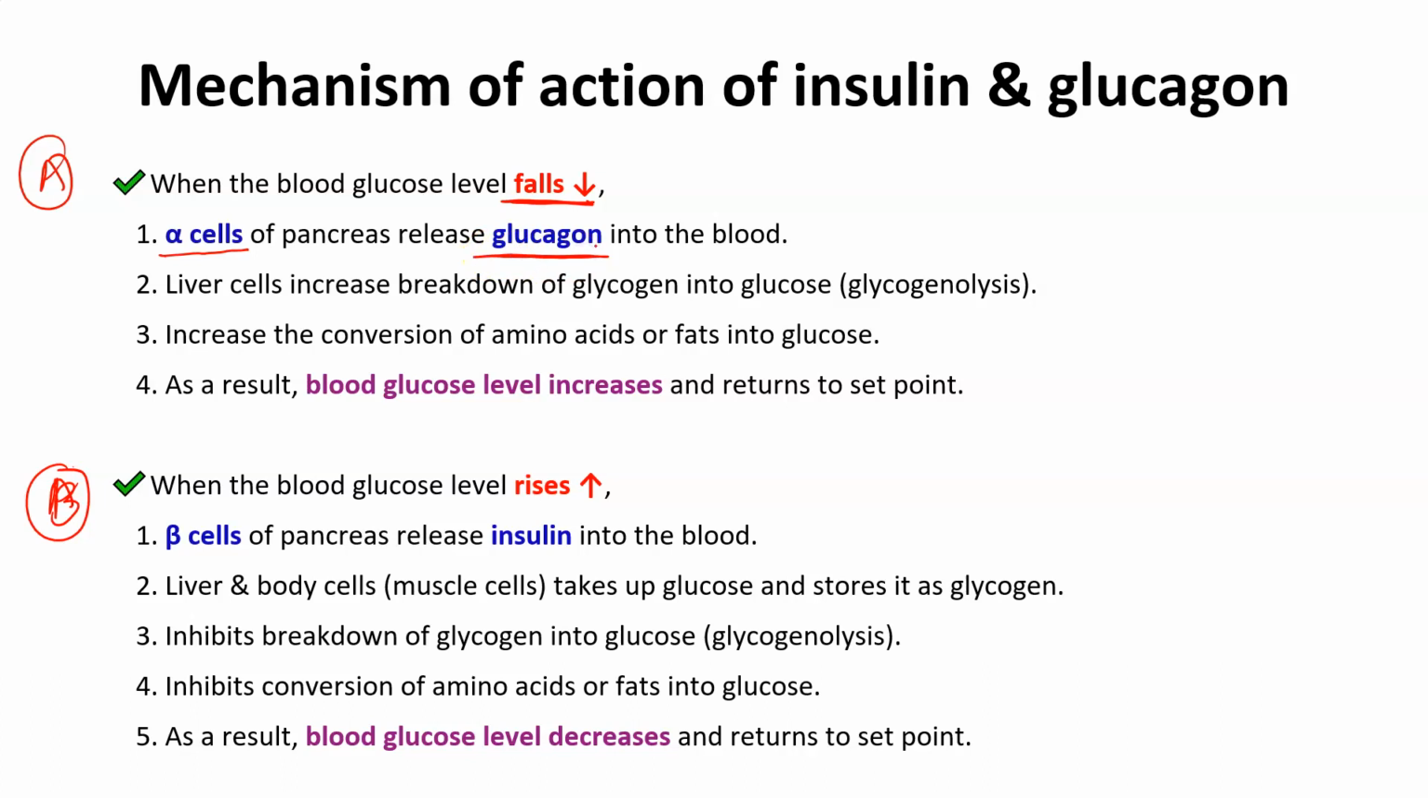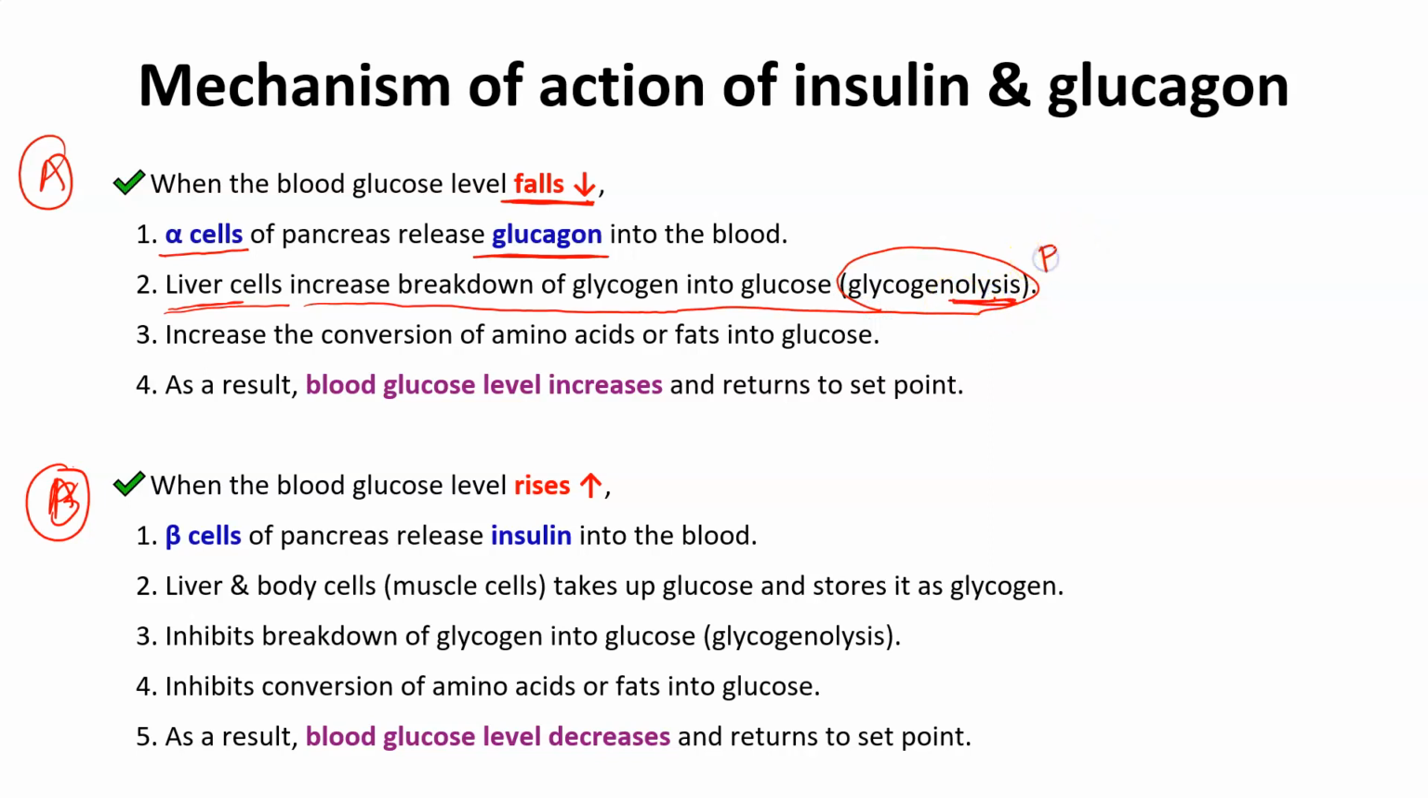Your blood glucose level is lacking sugar, you have no energy. There is no source of glucose to generate energy, for example. So the alpha cell of the pancreas releases glucagon into the blood. The glucagon goes to the target organ, the liver cell, and causes the increased breakdown of glycogen into glucose, which is the process of glycogenolysis.